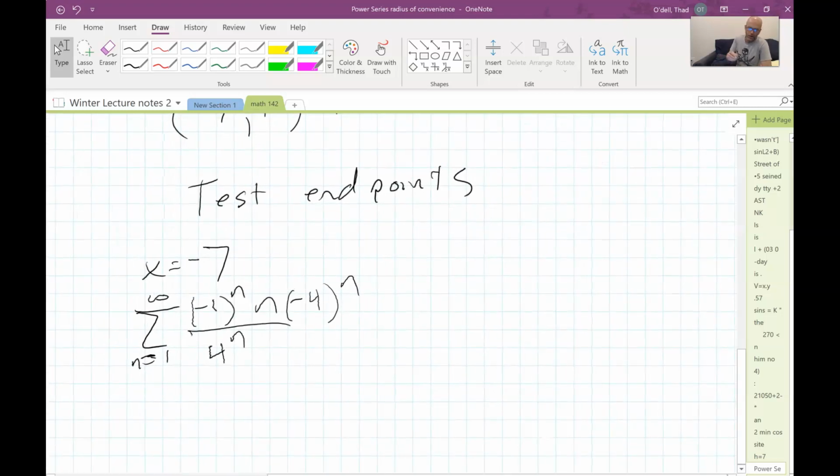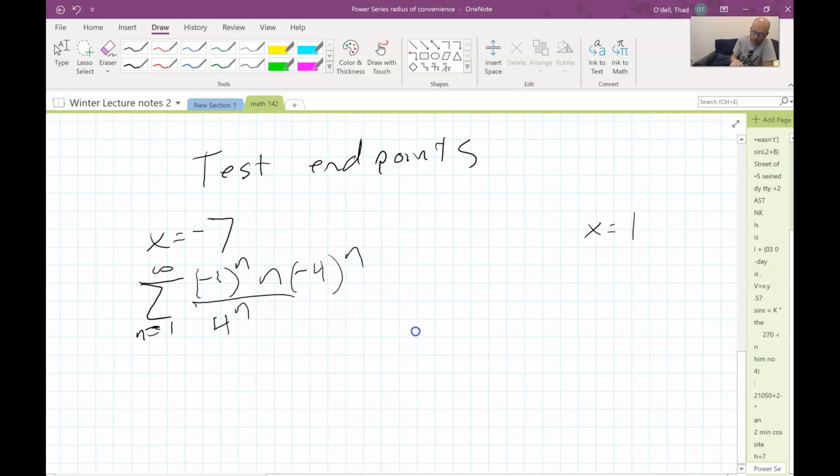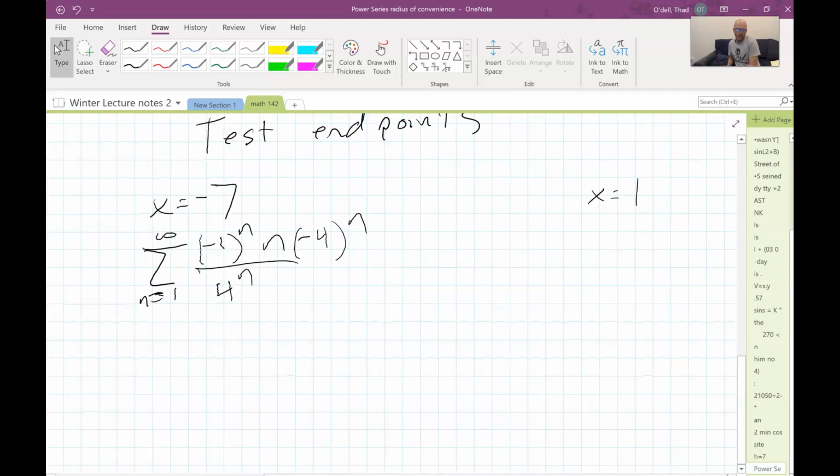Okay. So now we're going to say, let's let x equal -7 for a moment. And we'll do this again with x equals 1 as the other endpoint. But we're going to just look at this. So now this is just another series. It's not a power series anymore. It's an actual normal series with nothing but n's in it.